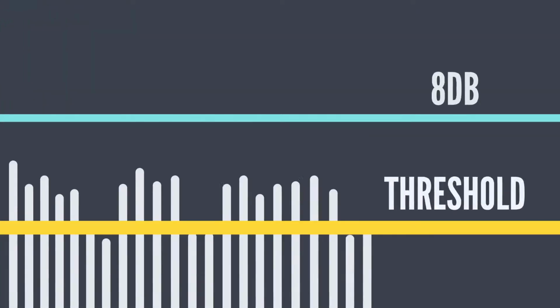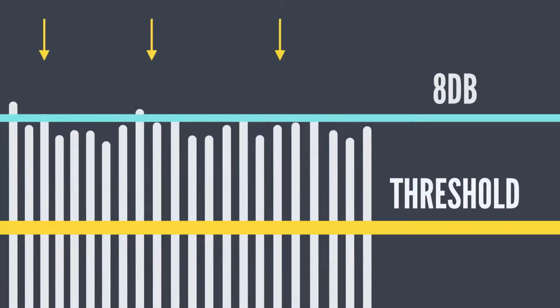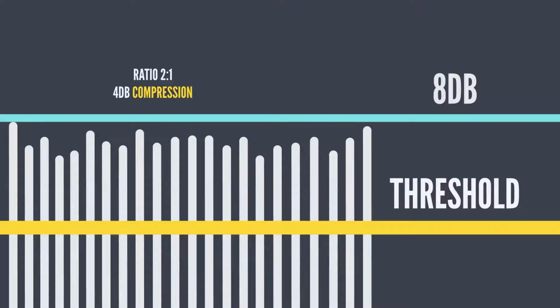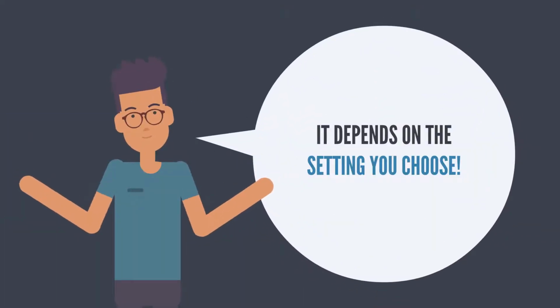Or, if the threshold should be exceeded by 8 dB, for example, the setting 2 to 1 would ensure that a total of 4 dB would be compressed. Depending on which setting you choose here, logically less or more dBs will be compressed.